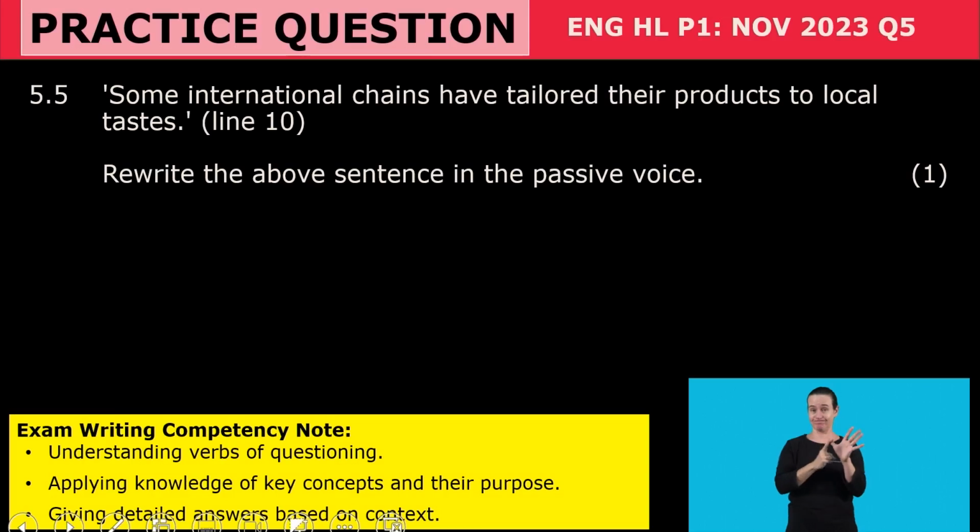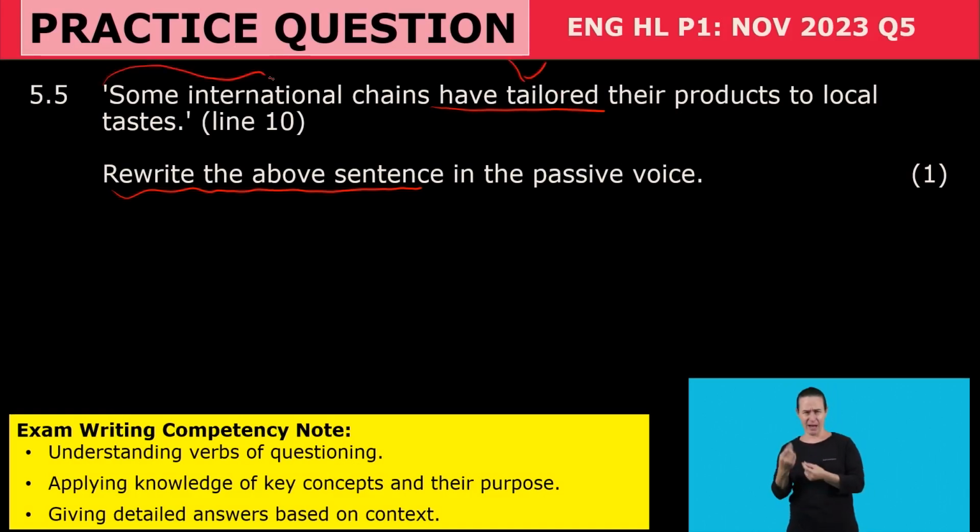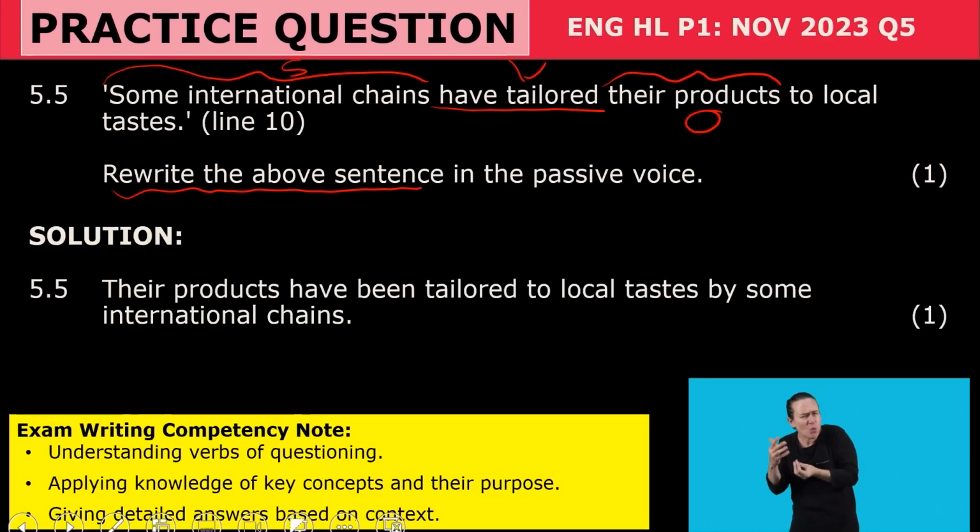Question 5.5, some international chains have tailored their products to local tastes. Here, rewrite the above sentence in the passive voice. Remember, when you're converting from active to passive, find the verb, ask yourself what is happening. Some international chains have tailored, there's your verb, then ask who. Here we go, that is the subject. And then what have they tailored? Their products, that is the object. You start with the object and you add by before the verb. Their products have been tailored to local tastes by some international chains.